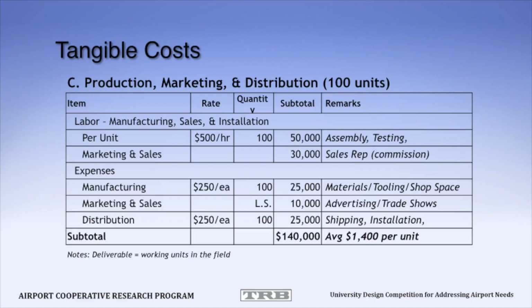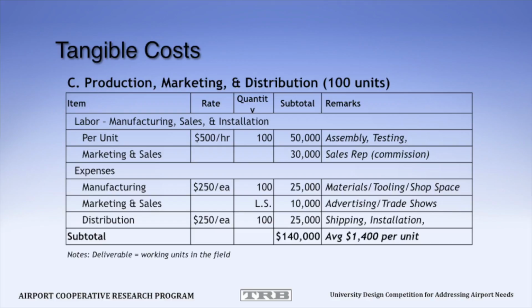Marketing and sales. In this case, you may have a sales rep who works off of a commission or something. So in our example, we use $30,000 a year to get that going. And this guy is the specialist. He'll make sure that the people who could benefit from your idea know where to get it from.